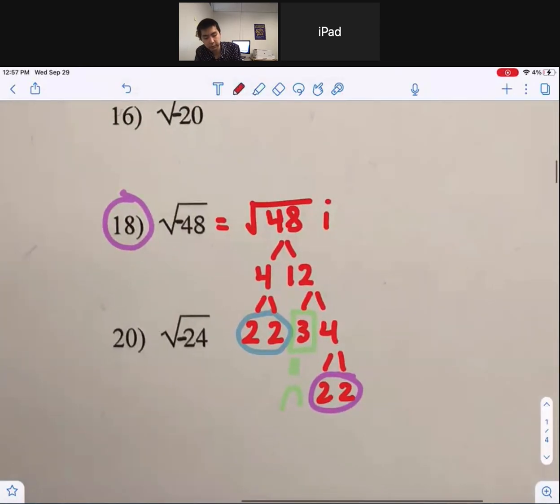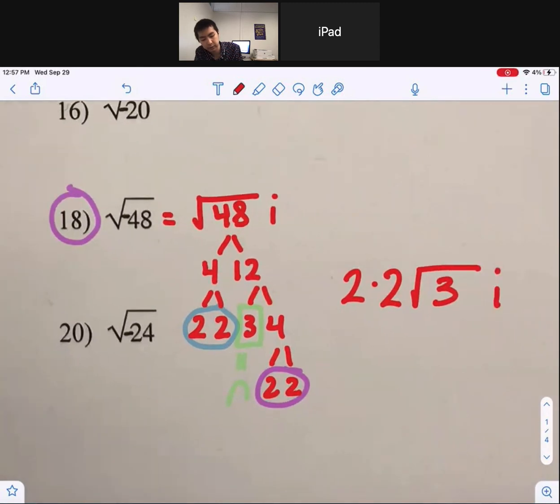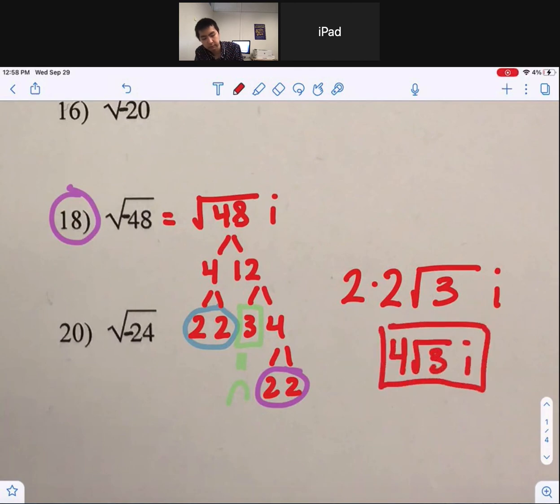So pairs of 2s: there's one pair of 2s, here's the other pair of 2s, and a leftover of a 3. Oh, and don't forget the i we pulled out, right? So we got 4 square root 3 i, and that simplifies the square root of negative 48.